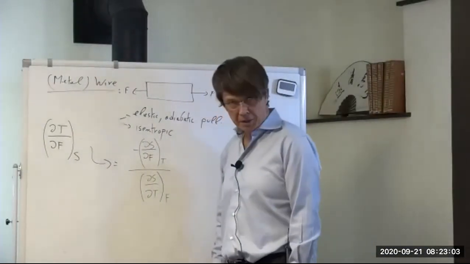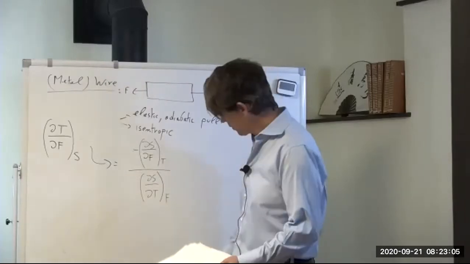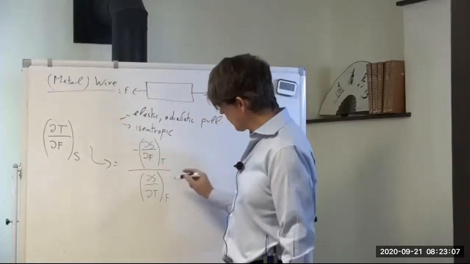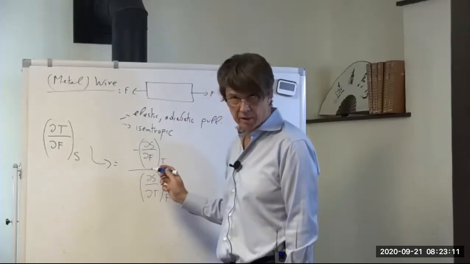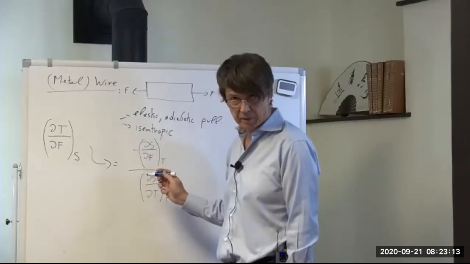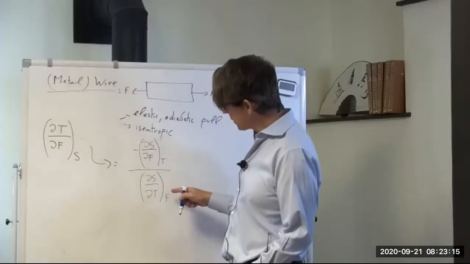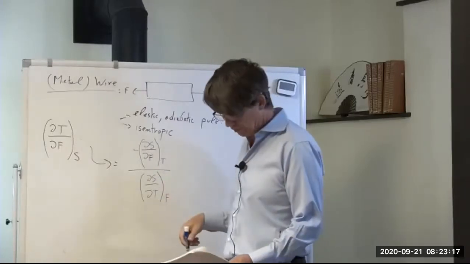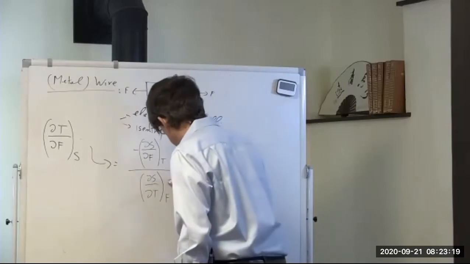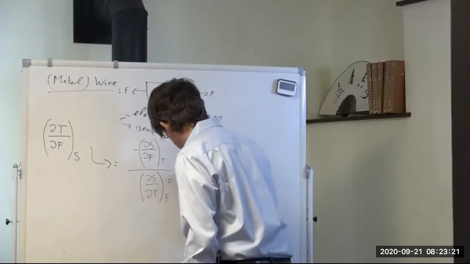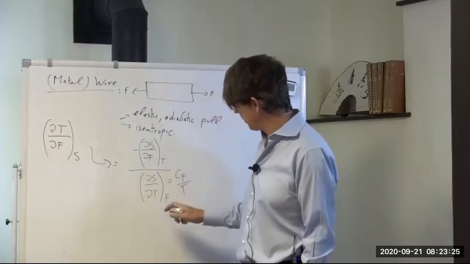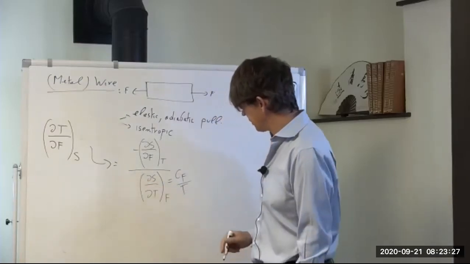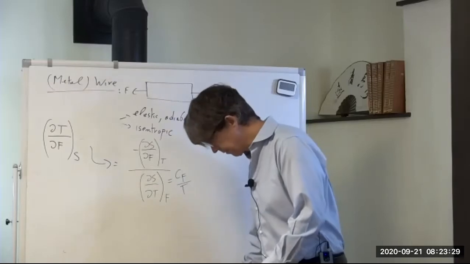And now we're in much better shape, right? Because we already have something that we recognize. A temperature derivative of entropy is a heat capacity. So this is going to be something like heat capacity under constant force. Specifically, I'll call it Cf divided by T, right? Because to have heat capacity, you would have to have a T in front of here. So that term we already have.